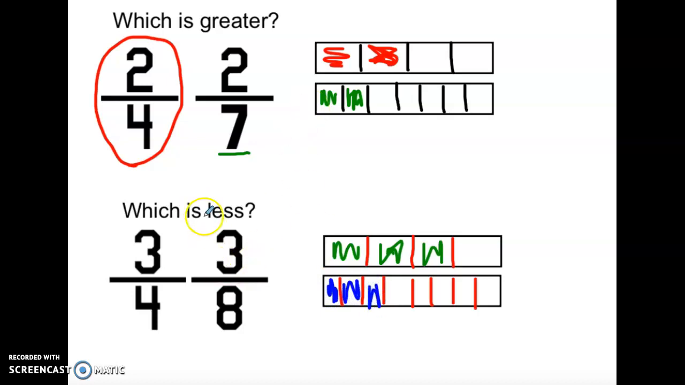And now we look, the question says which one is less. So the smaller fraction is going to be the one with the bigger bottom number, because there's more pieces. The smaller the pieces are going to be. So 3/8 is less. Okay, so for today, we are going to work on some problems very quickly. We're going to just work on adding and subtracting fractions. And when we do that, our fractions are going to have the same denominators.